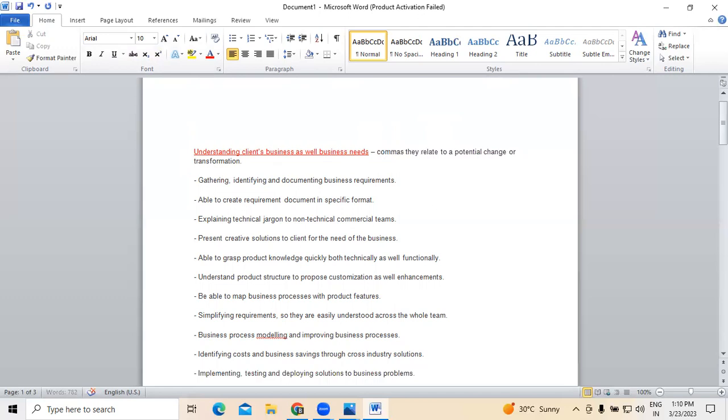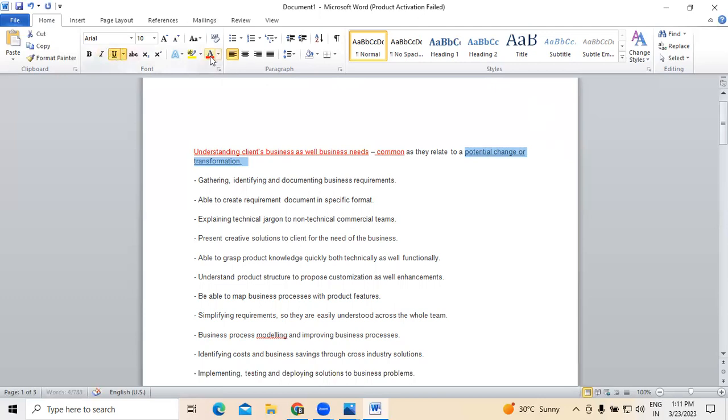This is something common for any of the job profiles. This has nothing to do with any particular business analyst role. Whoever the business analyst is, this is quite common. This point is mandatory for any job profile, irrespective of the BA role we are playing. Understanding about clients' business as well as business needs is common. At the same time, we need to understand the potential change or transformation, which is what organizations usually try to understand. So potential change or transformation is what they want to know.